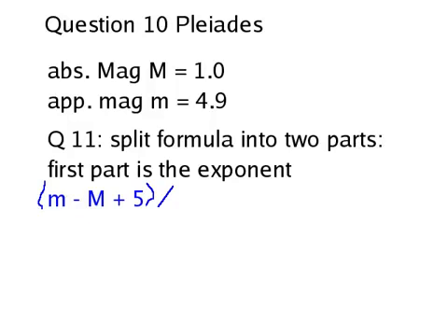Okay, so let's plug in our values. So we would have apparent magnitude of 4.9 minus the absolute magnitude of 1.0 plus 5, equal, oh wait a minute, that has to be divided by 5. Okay, and let me just make this all visible and put parentheses in.